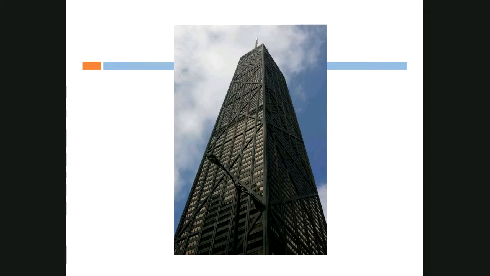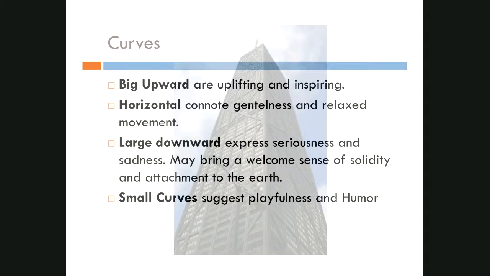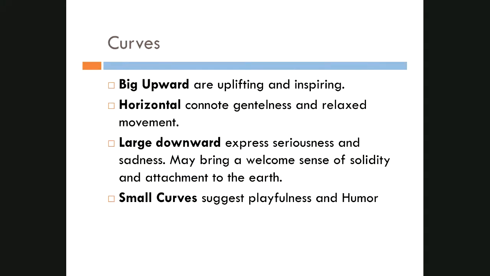There was a famous engineer who did the Hancock building and the Sears Tower named Fazlur Khan, and he worked for Skidmore, Owings, and Merrill, and he's the one who devised the system that allowed them to go so tall. And so for many years, Chicago had the 2 tallest buildings in the world. That's the John Hancock, and its diagonal lines extend your eye upward, right? So you can have curves, big upward or lifting and inspiring.